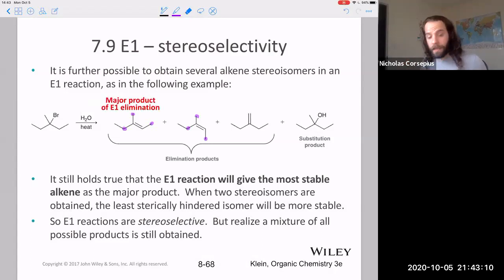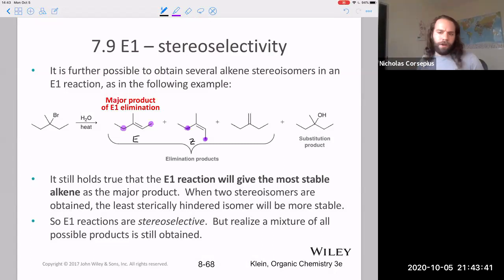because I have my big bulky groups on opposite sides from one another. So the ethyl group does not want to be next to the methyl group if possible. As opposed to here, where these two groups are on the same side, so this is the Z conformation. The E conformation is going to be the one that's favored.